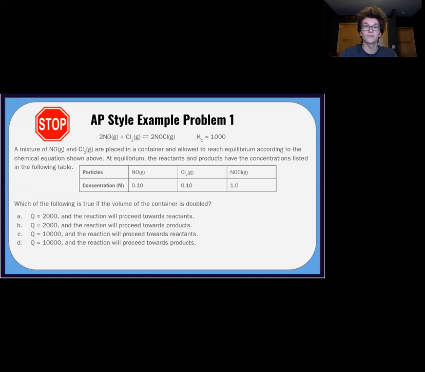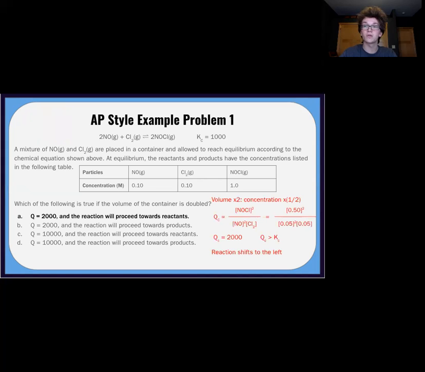The correct answer to this problem is A. An interesting part of this question is that the disturbance to the system is the volume being doubled, so we may think that at first the question is about pressure. However, the volume being doubled will reduce the concentrations by half for all of the gaseous particles, which is every component in the equation. Then we must write an equilibrium expression and plug in the new halved concentrations to solve for Q. Q is equal to 2000, and since that is greater than K, the reaction will shift to the left towards the reactants.